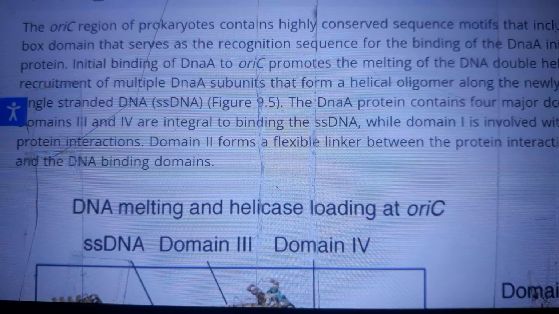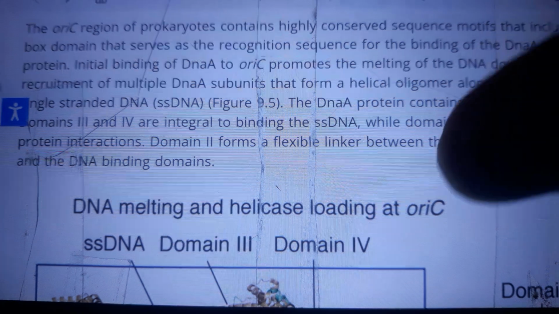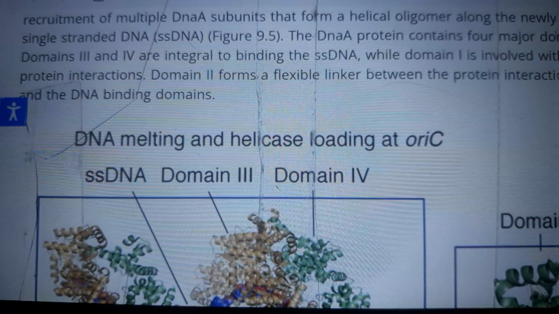The ORIC-C region of prokaryotes contain highly conserved sequence motifs that include an AT-rich box domain that serves as the recognition sequence for the binding of the DNA initiator protein. Initial binding of DNA-A to ORIC-C promotes the melting of the DNA double-helix and the recruitment of multiple DNA-A subunits that form a helical oligomer along the newly opened single-stranded DNA, ssDNA.